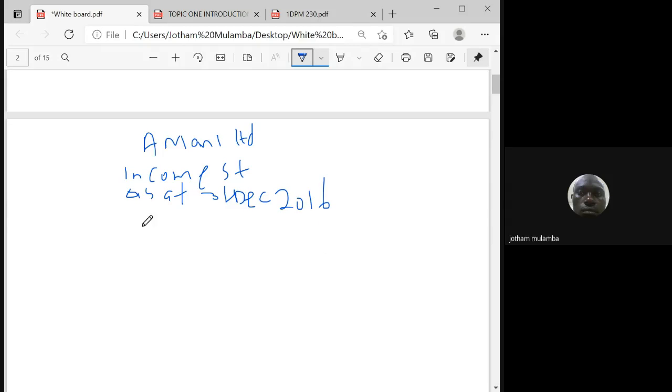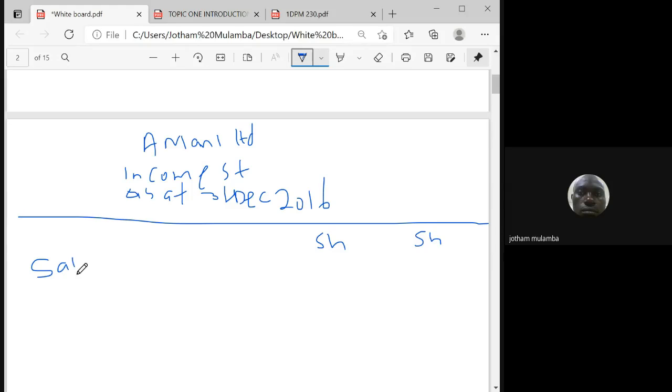So after putting in the dates, draw that, then you'll have here a column for shillings. We'll also have here another column for shillings. So the first item to record on the income statement, we usually record sales. Sales. So we'll record sales, and the value we'll record here.